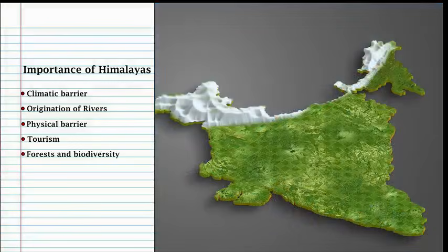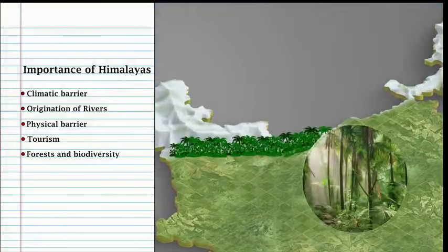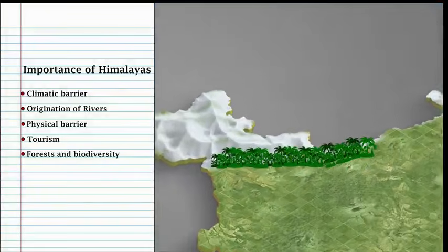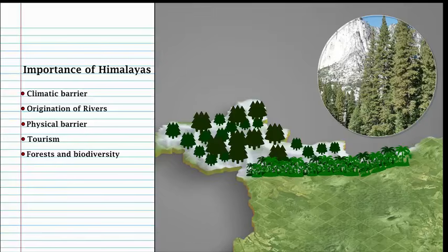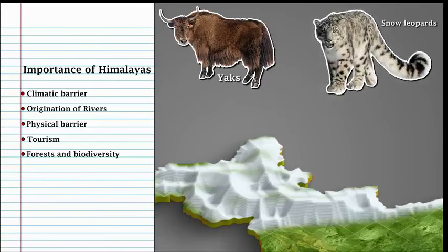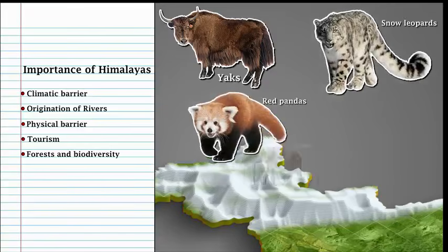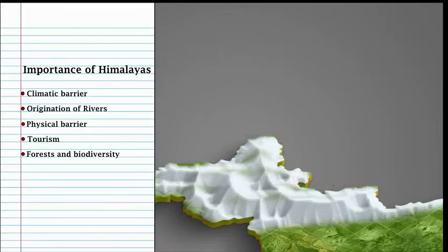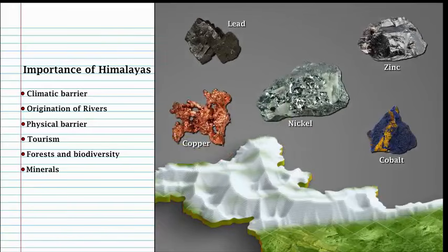5. Forests and biodiversity. Tropical and subtropical forests are found on the foothills of Himalayas. On the middle and upper reaches, the coniferous and deciduous woods are found. The Himalayas are home to a wide variety of animals like yaks, snow leopards, red pandas, elephants, etc. 6. Minerals. The Himalayas have rich reserves of important minerals like copper, lead, zinc, nickel, cobalt, etc.